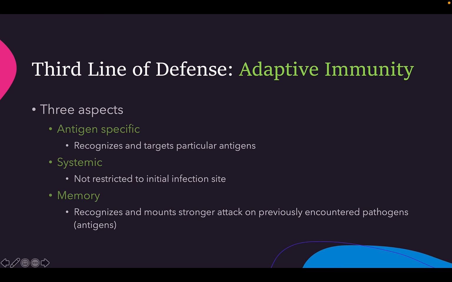Another aspect of adaptive immunity is that it is not region-specific, so it's systemic. It does not only occur at the site where the infection started. The whole lymphatic system gets involved with the adaptive immune response, since it involves the B and T cells circulating in the lymph. The last aspect of adaptive immunity is that it utilizes memory of previously recognized antigens to provide a preparatory line of defense in case the antigen was ever encountered again.